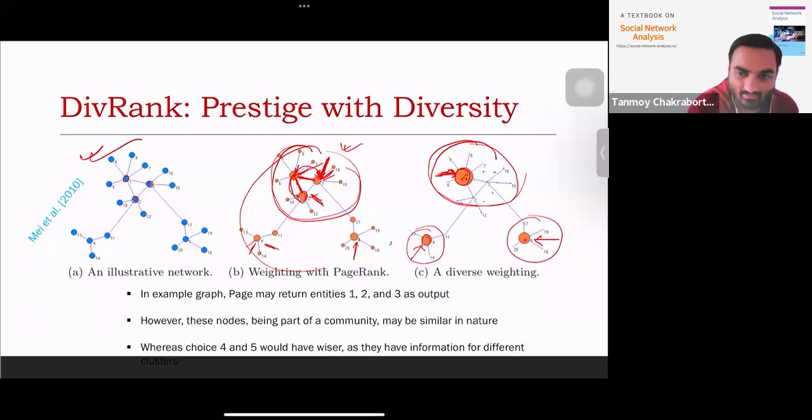Therefore, if you are located within a circle where most of your nodes, most of your friends, are of the same caliber, what would happen is that eventually only one or two of your friends will win, and the others become poor. So you see that if you use DivRank, only this node will win and the other two nodes will become poor. Similarly here, this node will win, and the other nodes around the given node will become poor.